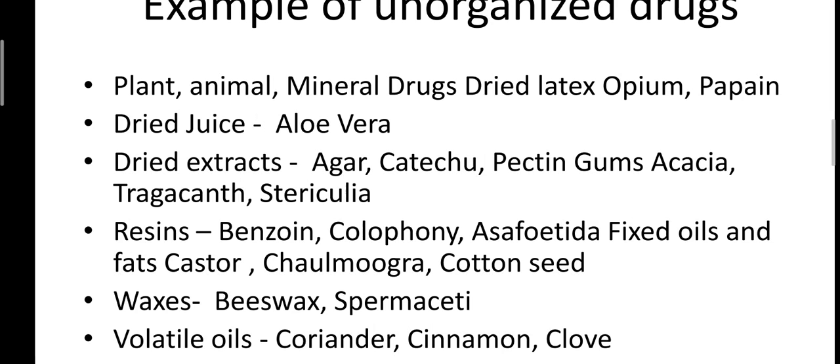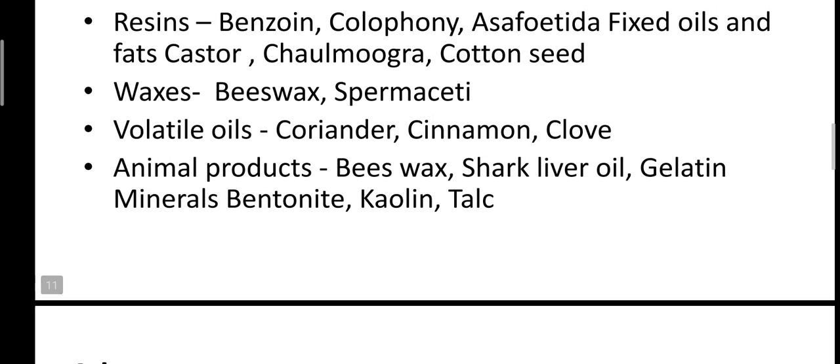Examples of unorganized drugs from plant, animal, and mineral sources: dried latex, opium, pepsin; dried juice, aloe vera juice; dried extracts, agar, catechu; gums, acacia, tragacanth, sterculia; resins, benzoin, colophony, asafoetida; fixed oils and fats, castor, chaulmoogra oil, cottonseed; waxes, spermaceti and beeswax; volatile oils, coriander, cinnamon, and clove; animal products, beeswax, shark liver oil, gelatin; minerals, bentonite, kaolin, talc, etc. These are all the examples of unorganized drugs.